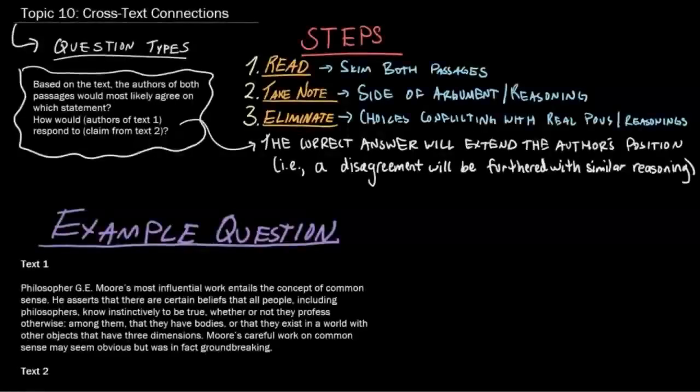All right, everybody, topic 10, cross-text connections is our next topic here. So question types. Based on the text, the authors of both passages would most likely agree on which statement, or how would the authors of text 1 respond to a claim from text 2, or text 2 to text 1, etc. Okay, these are pretty simple. They're kind of like rhetorical synthesis in that you do have to do a lot of reading sometimes, but here are steps to solve those types of problems.